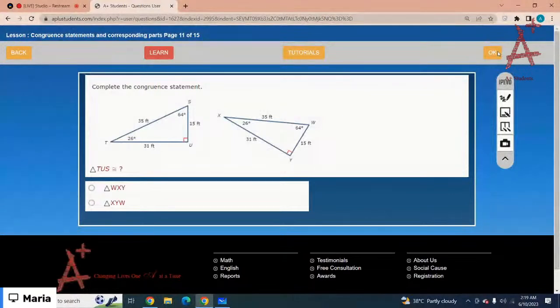Okay, the next one is complete the congruence statement. So T is 22, the right angle. It would be in the middle. So the right angle must be in the middle. You have to start with X, Y, W because X is 26. So it would be X, Y, W.